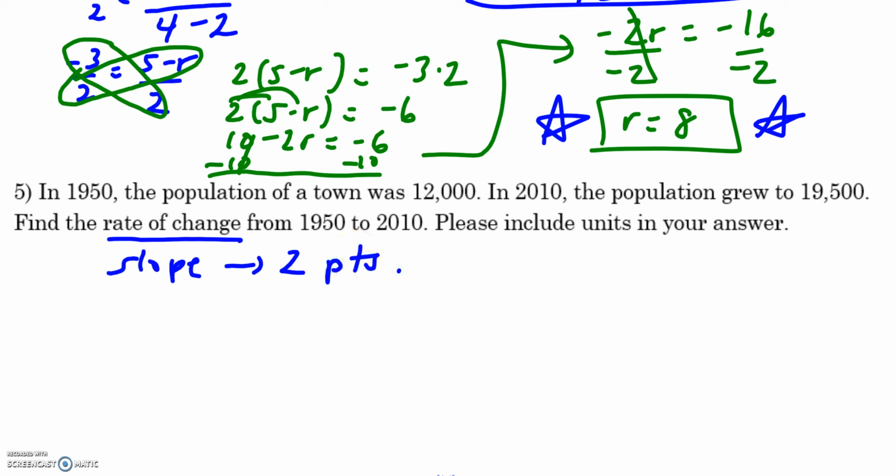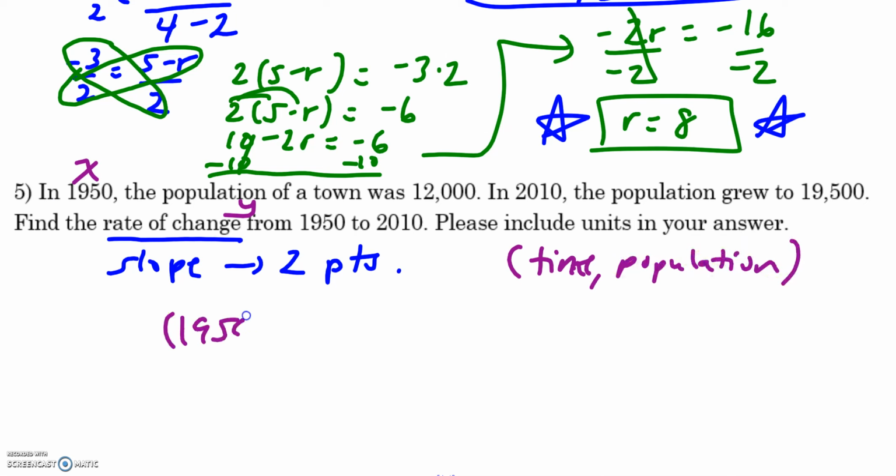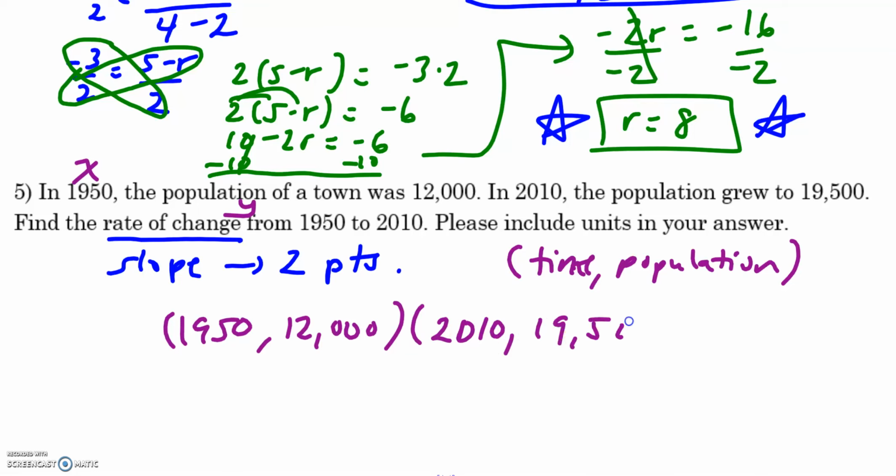So based on how the problem is written, what I'm thinking is that time is my x value and my population is my y value. So I'm going to write a little note that the x value is time and the y value is population, or people. So my first coordinate would be in 1950, the population was 12,000 people. Then in 2010, my population was 19,500.